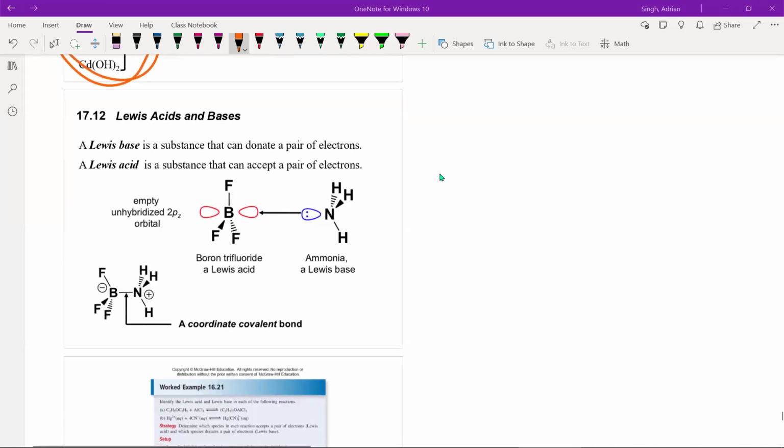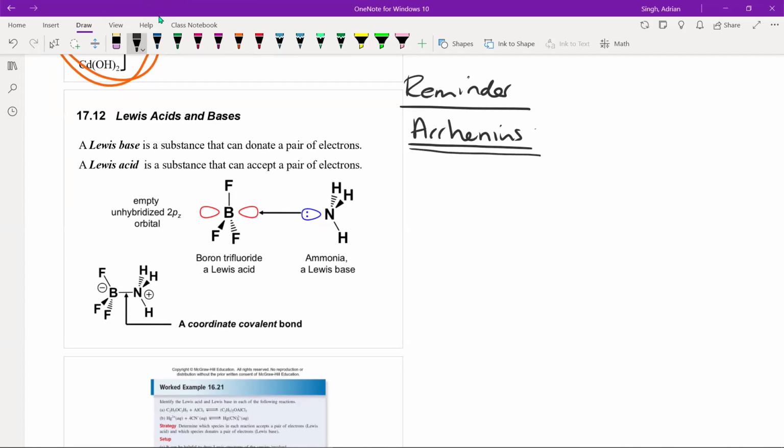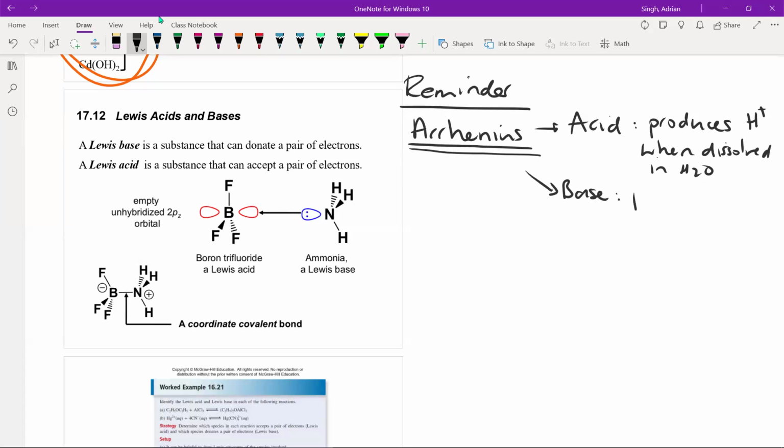All right, so in this last section, we're going to take a look at a new definition of acids and bases. As a quick reminder, let's review the two previous definitions of acids and bases. We would have talked about the Arrhenius definition a long time ago, maybe in Gen Chem 1. So according to Arrhenius, an acid is a substance that produces H plus ions, hydrogen ions, protons, when dissolved in water. Whereas an Arrhenius base is something that produces hydroxide ions, OH minus, when dissolved in water.